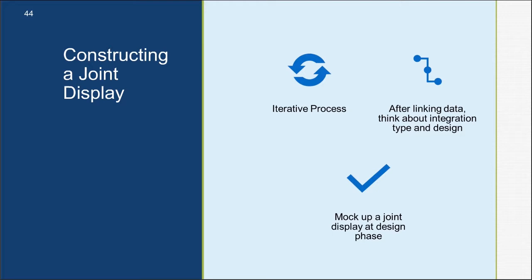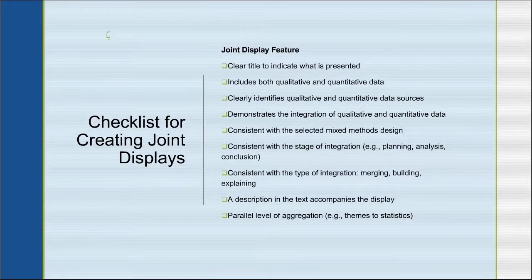After linking your data, so thinking about parallel ideas or concepts that you could link, think about integration and what type of design. I would strongly encourage you to mock up a potential joint display, something like these templates, really early on, even when designing a proposal in the early stages of a mixed methods research study. Of course, they're important in terms of dissemination, but it helps to keep the end product in mind by starting with one of these joint displays.